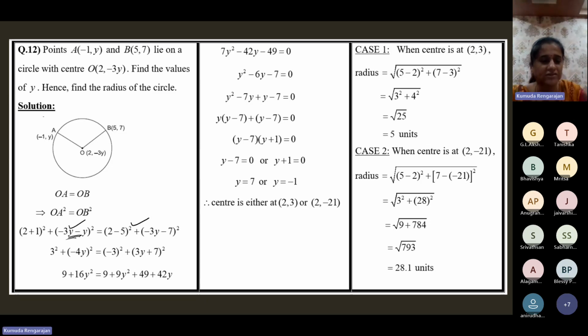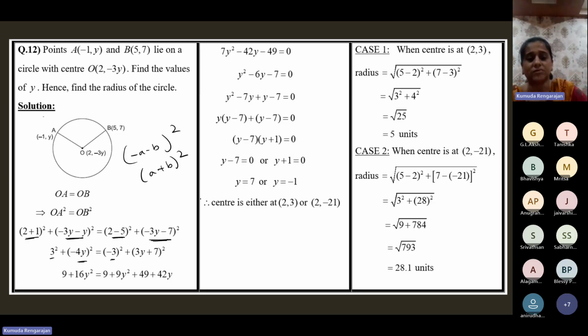Yeah, so here there are like terms. So 2 plus 1 is 3, 3 squared. This is minus 4y the whole square. This is minus 3 the whole square. So here, children, remember that minus a minus b the whole square can be written as a plus b the whole square. You can just remember like this. I'll tell you why. Minus a minus b the whole square can be written as a plus b the whole square.